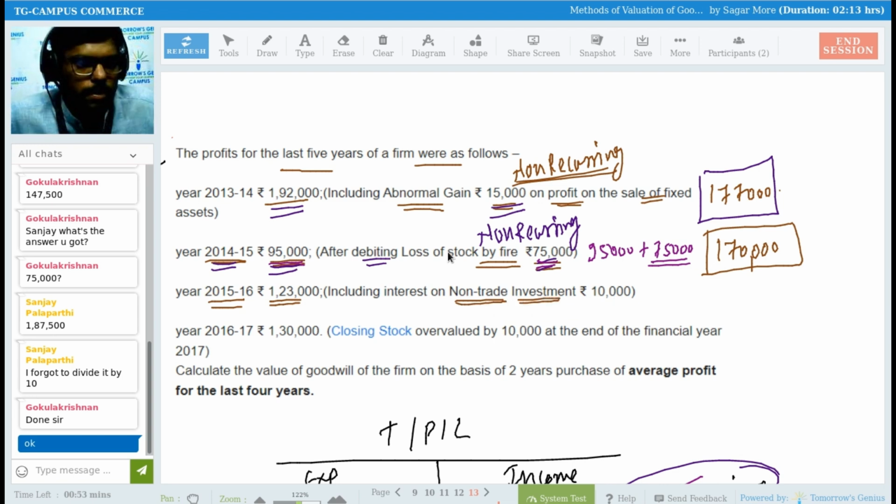Sir, you invested somewhere, right? For example, you invested in FD, fixed deposit. Sir, investing in fixed deposit is not my business. I have extra money and I deposit it into the bank and I get interest. The interest that you are getting, they clearly mention non-trading. Non-trading means non-recurring. Simple. They have mentioned that in this 1,23,000 rupees of profit, 10,000 rupees of income is included, which is non-recurring.